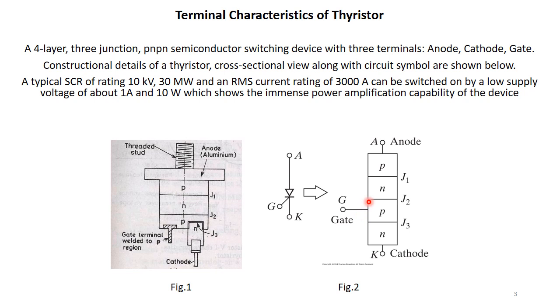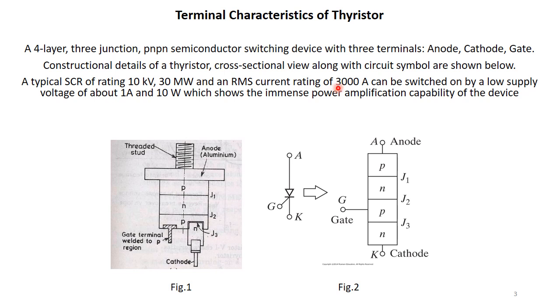For large current applications, thyristors need better cooling. This is achieved to a great extent by mounting them onto the heat sinks. You can see that I have mentioned in the slide that a typical SCR rating would be like 10 kV, the power handling capability of 30 megawatt, and an RMS current rating of about 3000 amperes.